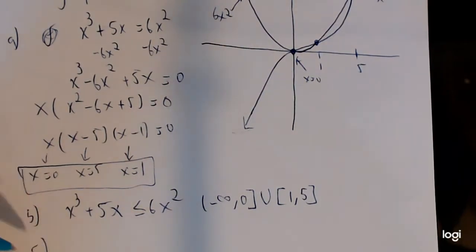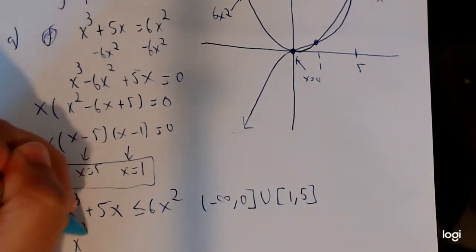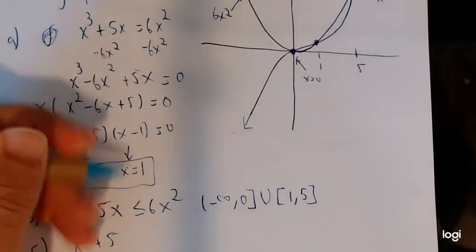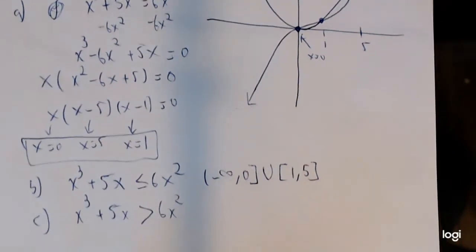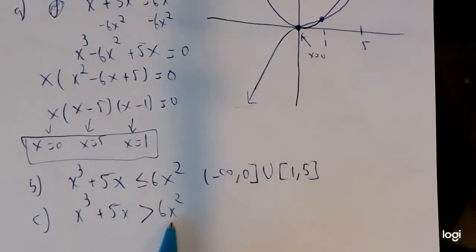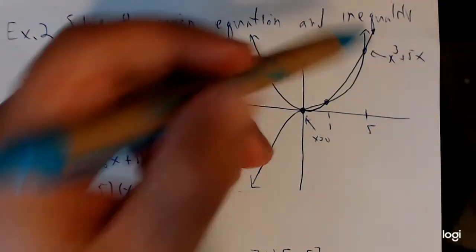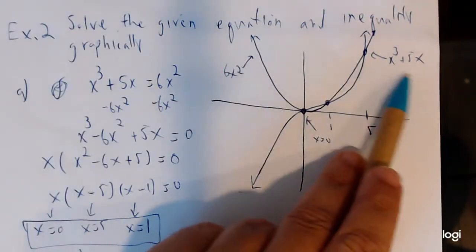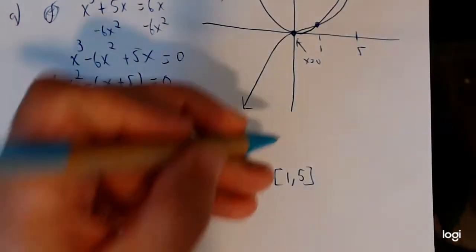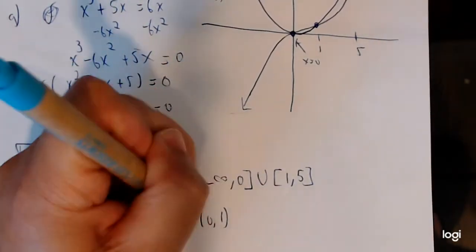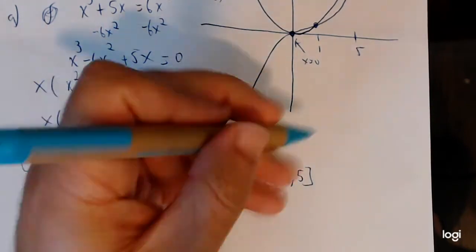Okay? Now for part C, the question is x cubed plus 5x is greater than 6x squared. So now what do I care about? I care about when this guy is above 6x squared, right? Because greater than. And I no longer want equal to, so the places where they intersect, it's not included. So if I come back up here, when is x cubed plus 5x above 6x squared? Between 0 and 1. So I'm going to say, look, 0 and 1. Notice how I'm not including 0 and 1 because that's where it's equal to.